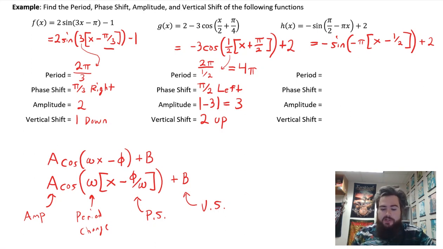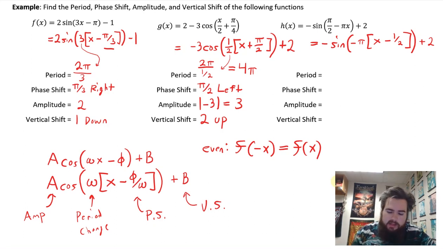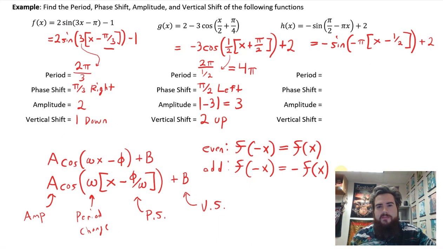Cosine would be an even function, and even functions mean that when you have a negative input inside of that function, that is the same as just the function with a positive input instead. Odd functions, on the other hand, mean that when you have a negative input inside that function, you can write that as negative of that function with a positive input. Essentially, that means that if you have a negative for an odd function, you can pull that out. Whereas if you have a negative for an even function, you simply remove it.